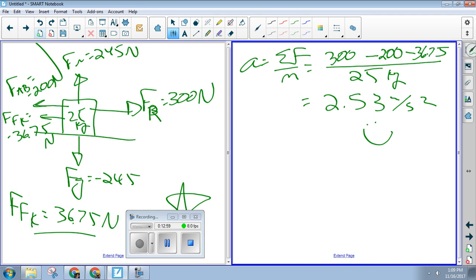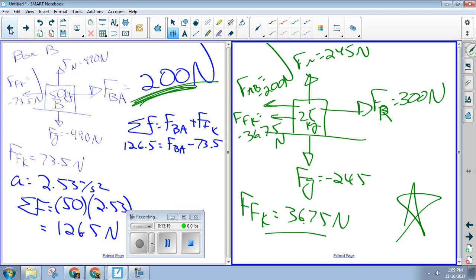Good? Yeah? Why did you say that it was easier to do than A? You said you want to check it with A, but you did B first. Why is B easier? Oh, just because there are fewer forces on it. There are 3 forces on this block: Roy, friction, and the other block. And there are only 2 forces on this one, because you don't have to worry about Roy's force. It doesn't really matter. Good?